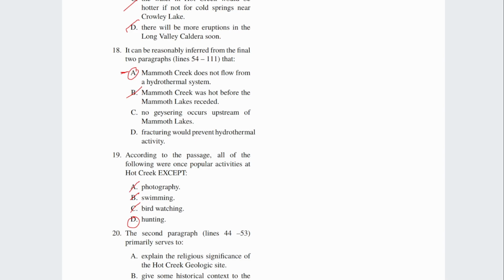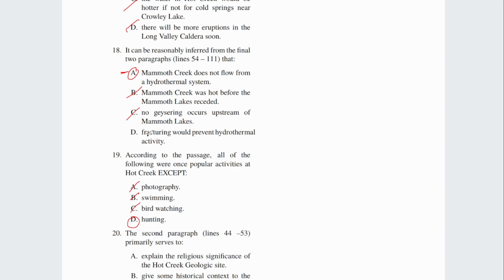No geysering occurs upstream of Mammoth Lakes. Well, it seems likely that there's no geysering upstream of Mammoth Lakes. It sounds like if it's not a hydrothermal system, we probably don't have the pressure in the hydrothermal system that creates this geysering. But we don't know how far upstream Mammoth Lakes is, and we also only know that Mammoth Lakes is primarily and not entirely fed from snow runoff. So it's possible that there's some geysering very far upstream of Mammoth Lakes. We just don't have enough information to know that there isn't any geysering at all upstream of Mammoth Lakes.